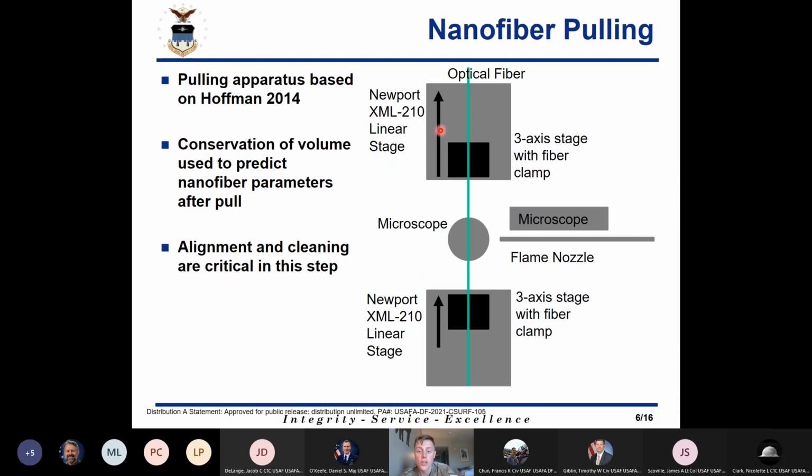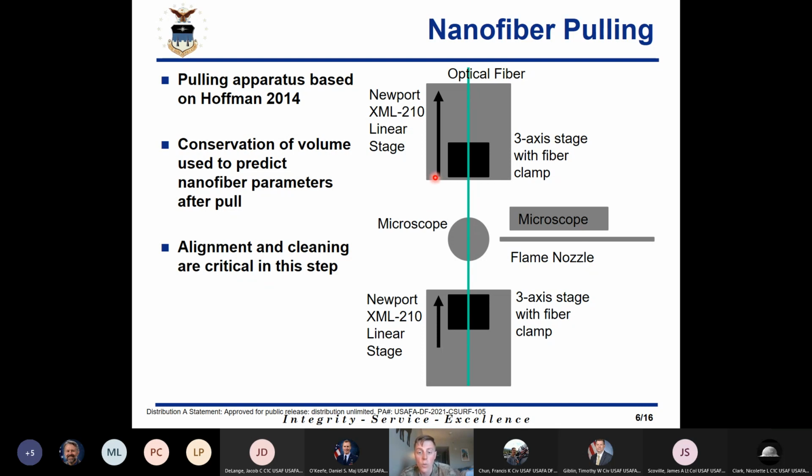We essentially have these 2 linear stages set up in multi-axis mode so that they can move at variable speeds. In the middle, we have this flame nozzle that uses a hydrogen-oxygen flame to actually heat the fiber as we stretch it. The entire time we're monitoring the fiber through 2 microscopes just to see how the pull is going, and if anything breaks mid-pull, that will ruin the fiber.